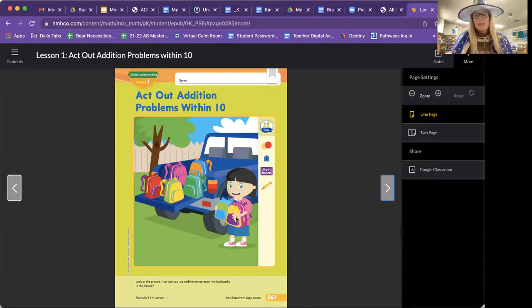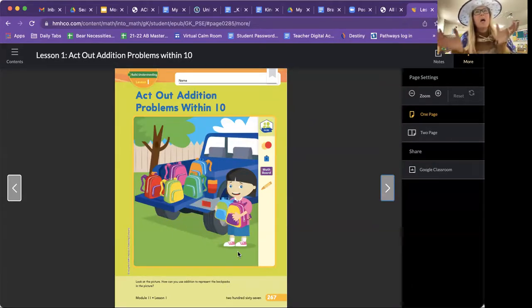So let's look. Oh my goodness, this girl has a lot of backpacks. It's going to be hard for her to carry all these at school. I wonder what she's doing with all these backpacks. Maybe she has lots of brothers and sisters and she's helping load the car to go to school. Or maybe she is collecting backpacks for kids who don't have backpacks and she's going to give them away. She looks like she's a nice girl like that. Maybe that's what she's doing. Let's see. Look at the picture. How can you use addition to represent the backpacks in the picture?